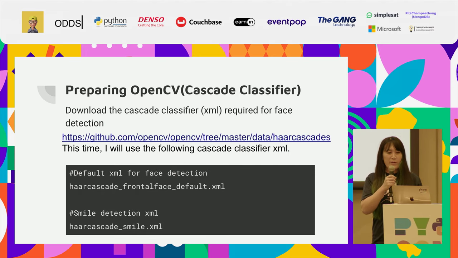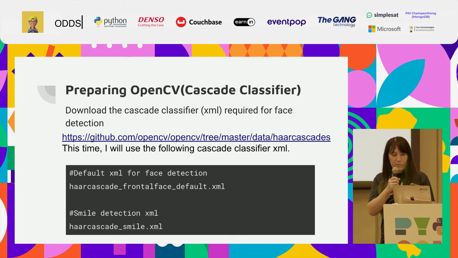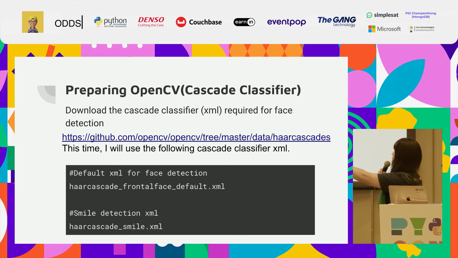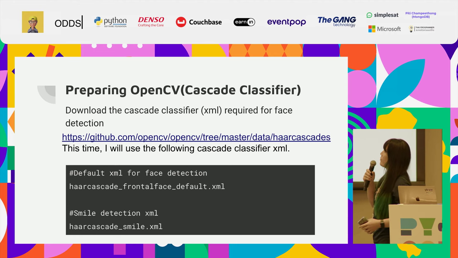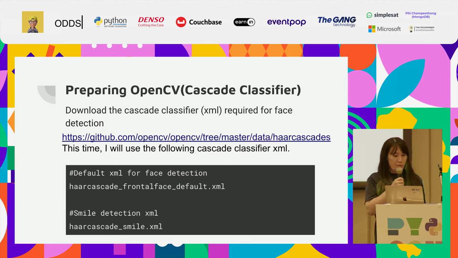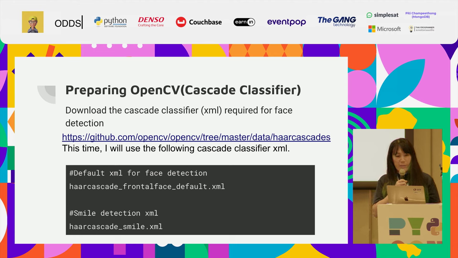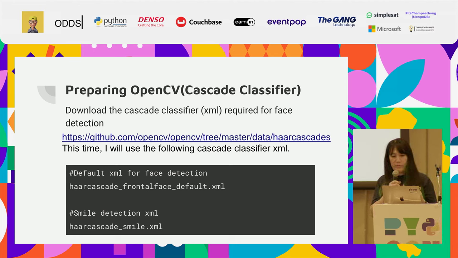Next, preparing the OpenCV Cascade classifier. You need to download the Cascade classifier. This is XML data required for face detection. You can download it from this URL. This time, I will use the following Cascade classifier XML.